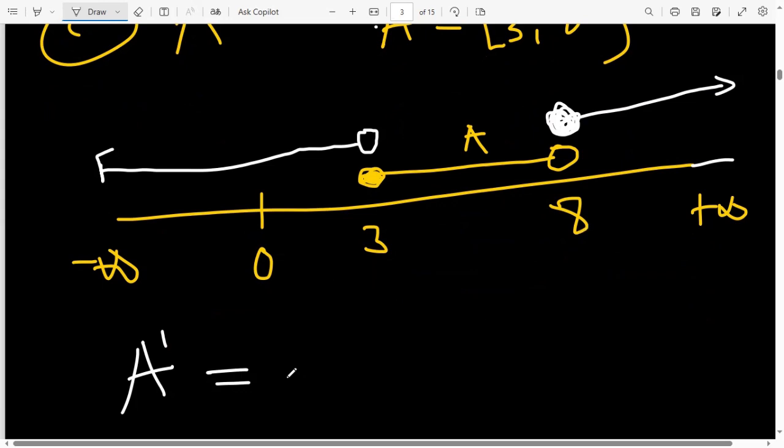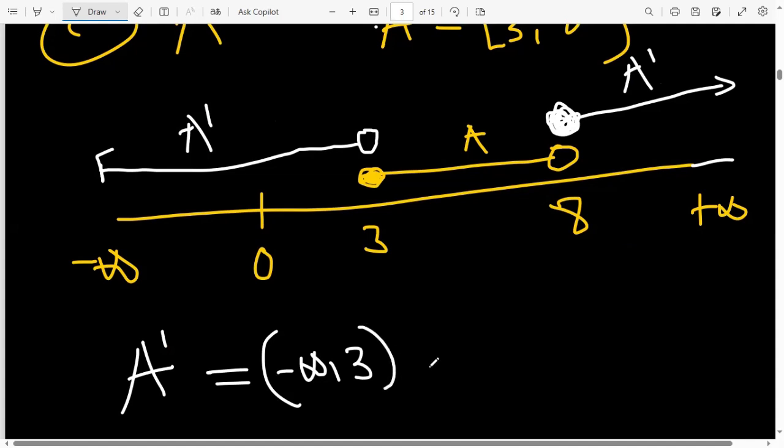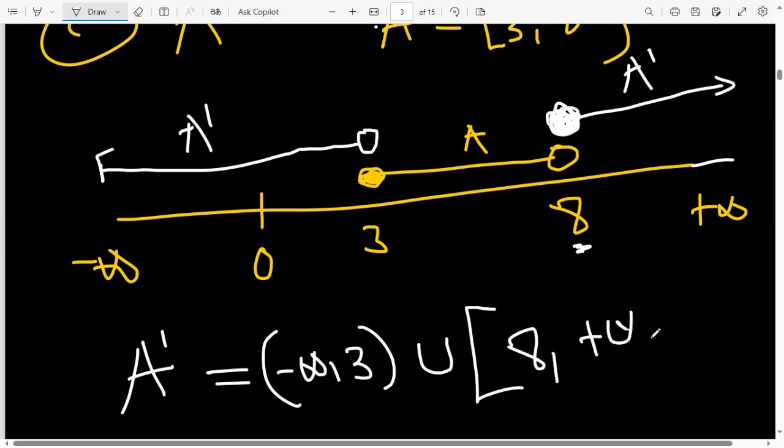Okay, so with infinity, we always write a curved bracket. And then we are going to say comma 3. And this 3 here is not included in this A complement, so it means we are going to write a curved bracket. And then we're going to say union. We're going to start where the 8 is. So this 8 is included in this A complement. So this one will be 8, comma, all the way up to positive infinity. Okay, and then a square bracket on the 8 and a curved bracket at infinity.